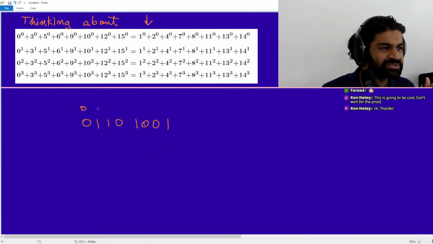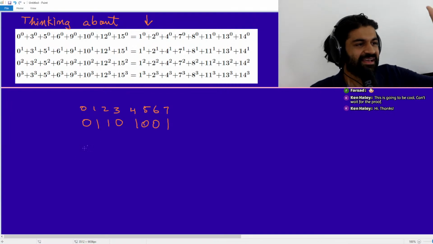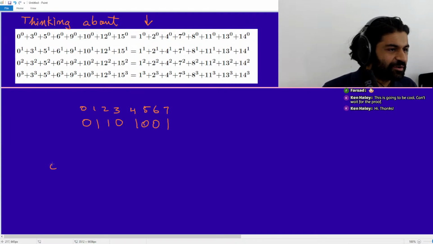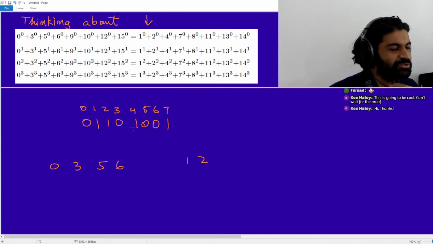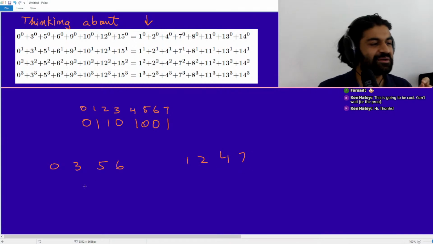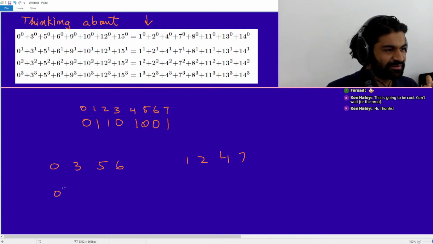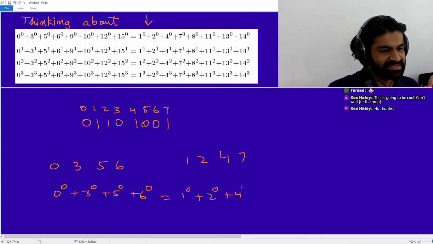And then my numbers are 0, 1, 2, 3, 4, 5, 6, 7. Okay? Then on one side would go 0, 3, 5, 6. And on the other side would go 1, 2, 4, 7. And then the claim that I'm making here is that 0 to the 0 plus 3 to the 0 plus 5 to the 0 plus 6 to the 0 equals 1 to the 0 plus 2 to the 0 plus 4 to the 0 plus 7 to the 0.